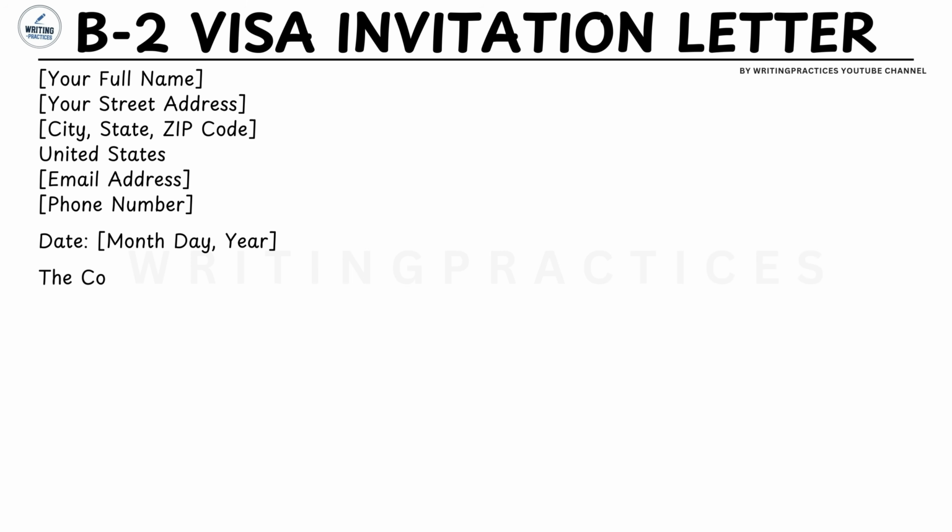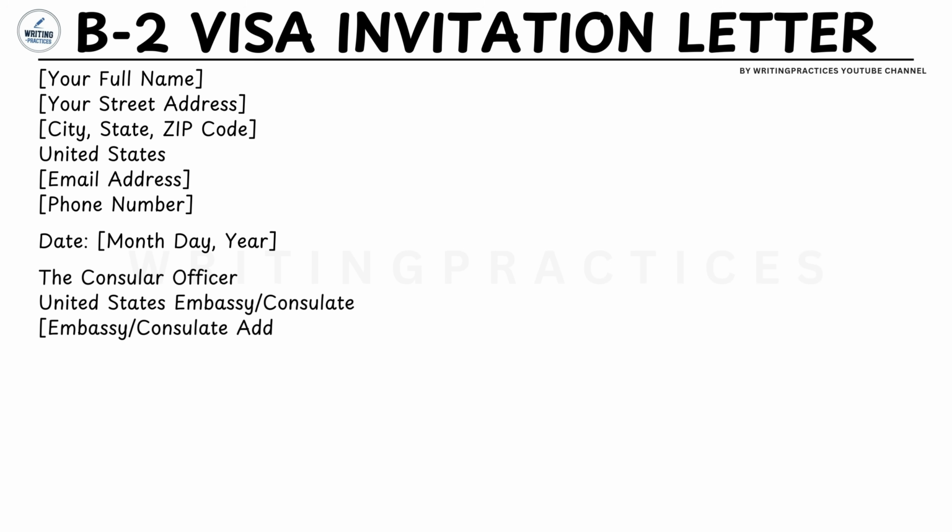Recipient information. Now let's move on to the recipient section. This is addressed to the consular officer, United States Embassy or Consulate, Embassy or Consulate address, city, country. You're not writing to a specific person here, but to a consular officer. This is standard practice for any visa-related letter. Make sure to include the correct address of the US Embassy or Consulate in the visitor's country. That way, the letter is clearly directed to the appropriate office handling the visa application.